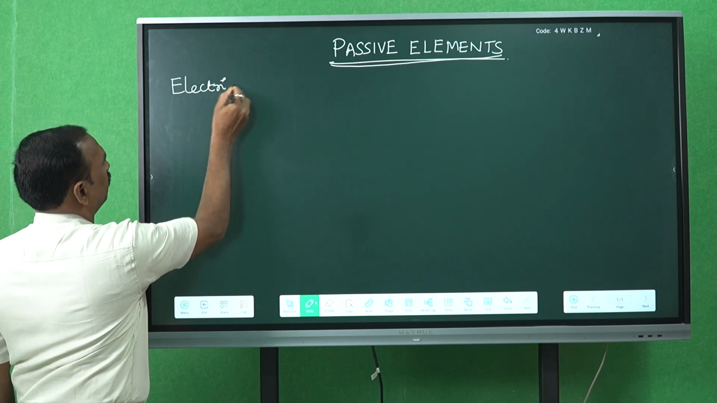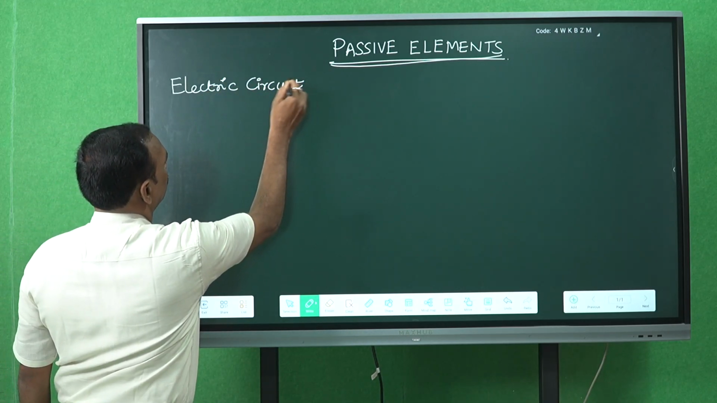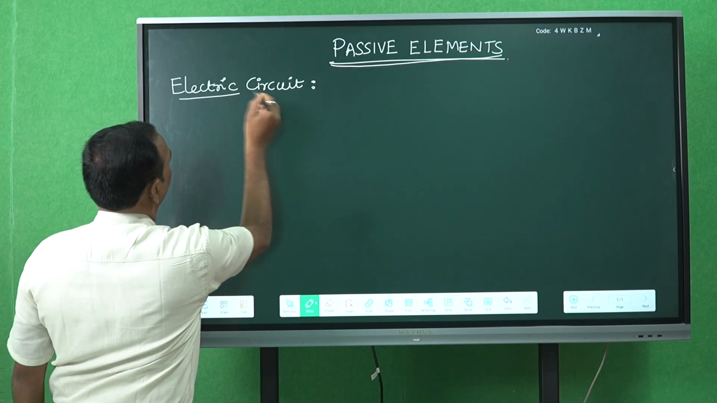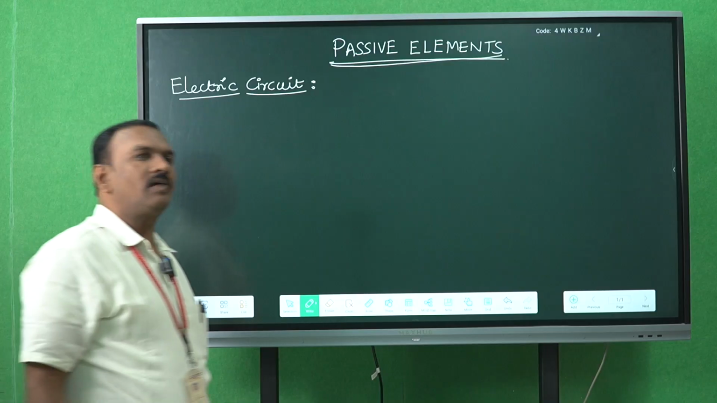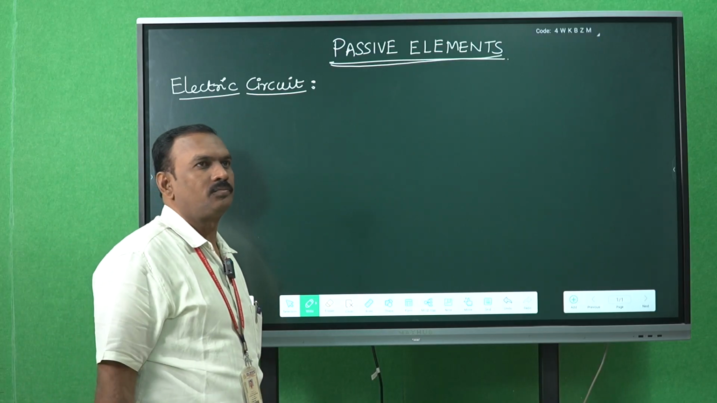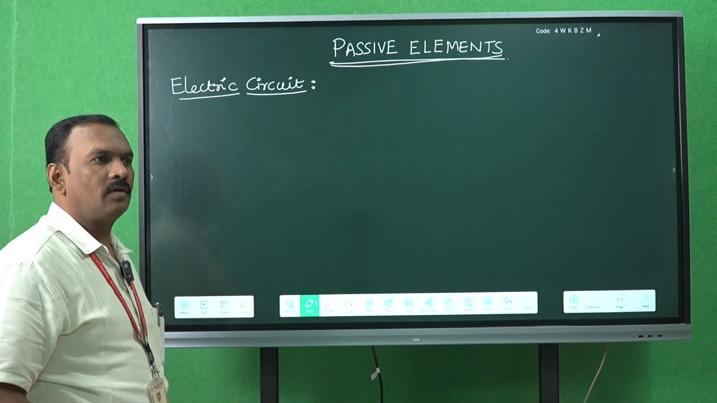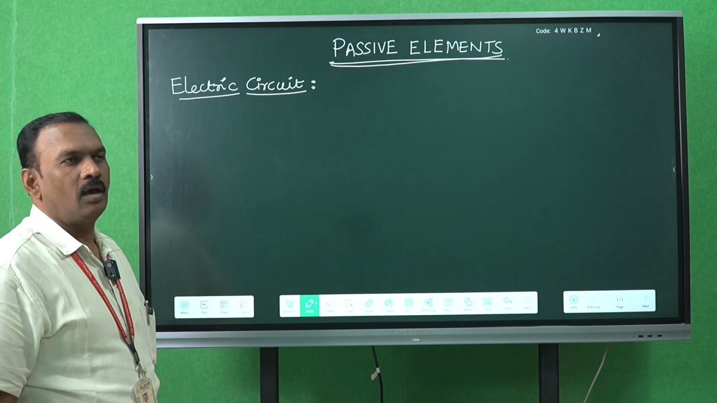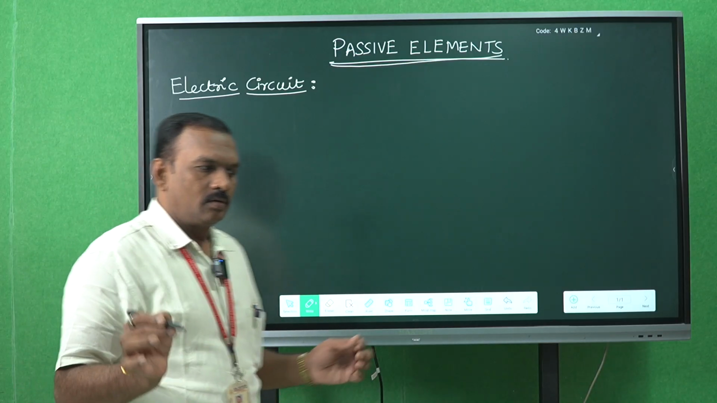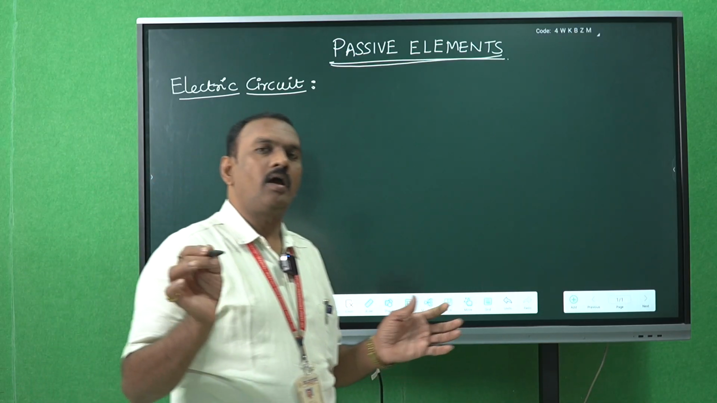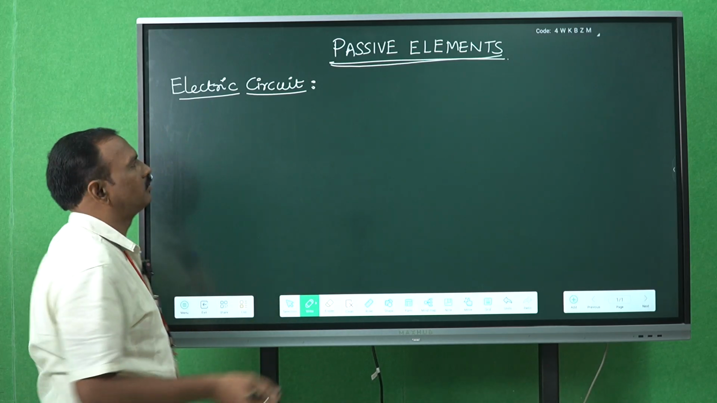What is meant by an electric circuit? Actually, a circuit is nothing but an interconnection of various elements. Electric circuit means interconnection of electrical elements. The electrical elements may be passive elements or active elements, passive elements as well as active elements.